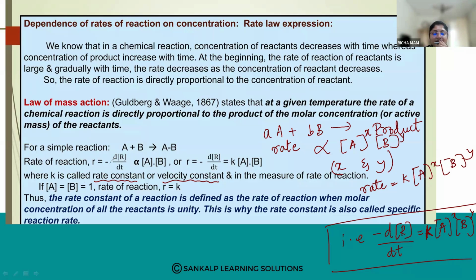Here you can see, if the concentrations of A and B are equal to 1, then the rate of reaction will be equal to the rate constant. The rate law for any reaction is always determined experimentally.